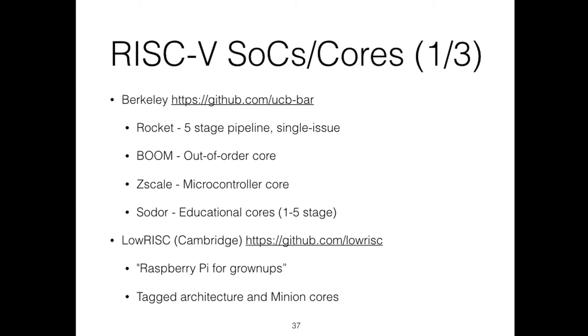lowRISC is based at the University of Cambridge, and it's from the same people that bring you the Raspberry Pi. Their tagline is that lowRISC is supposed to be Raspberry Pi for grown-ups. They're doing some pretty interesting things with tagged architectures for security, and with I/O offload, with their Minion cores. So it's definitely worth checking out. They're basing their cores on the Rocket core from Berkeley, adding things to it and building out the SoC.